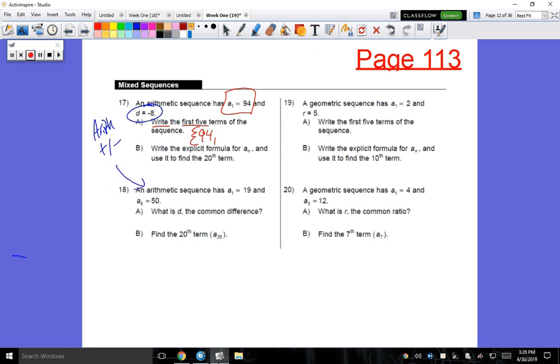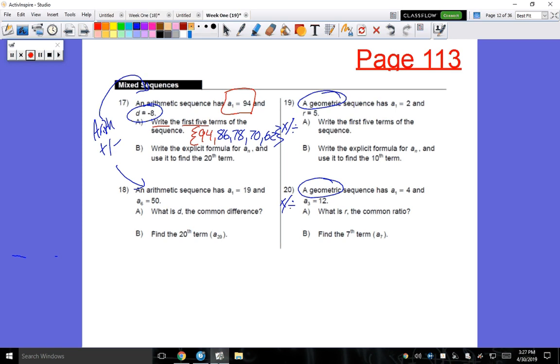This is arithmetic, this is arithmetic, and these two are geometric. Means that they're going to be multiplying and or dividing. Okay. So the first one is 94. Can someone tell me what the second term is going to be? 86. It's because we're subtracting by 8. And then 78, 70, one more. 62. Perfect. With braces, with commas, no addition, there's my sequence.